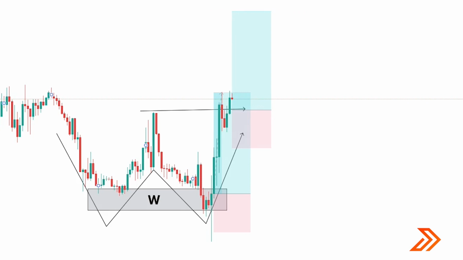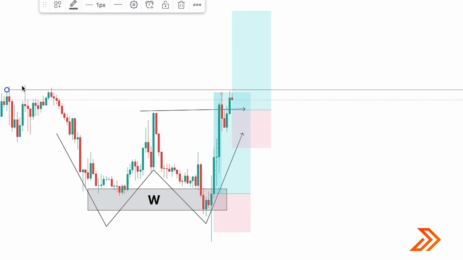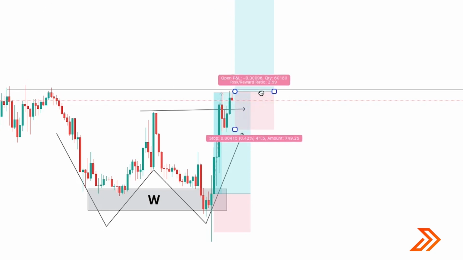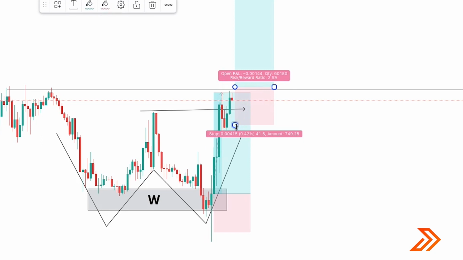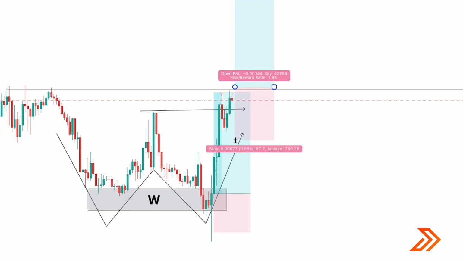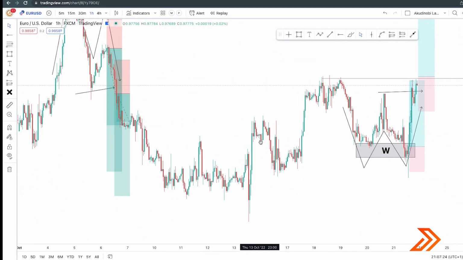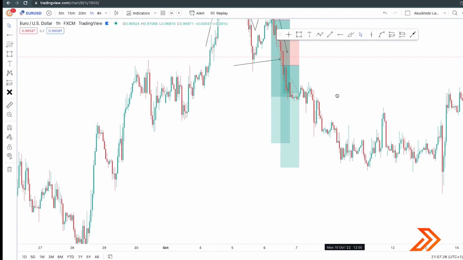Or better still, you could also wait for this zone to be broken, and then you could place your orders or your entries here, and then your stops can be further extended below this zone here. So guys, let's look for other examples of a W pattern.